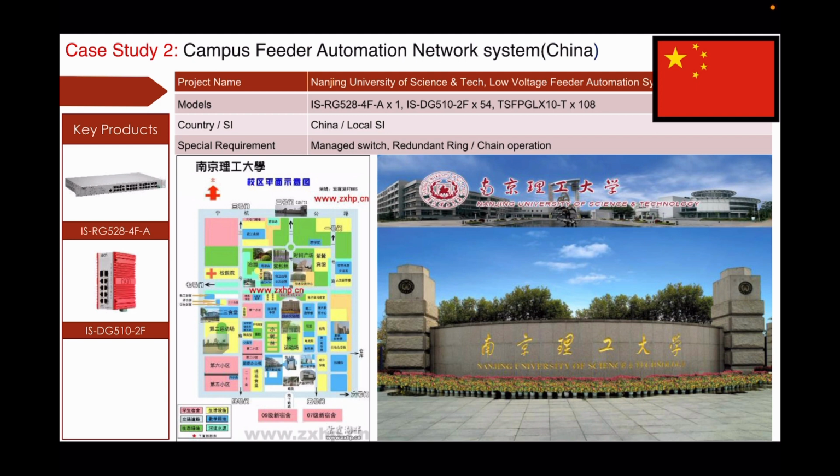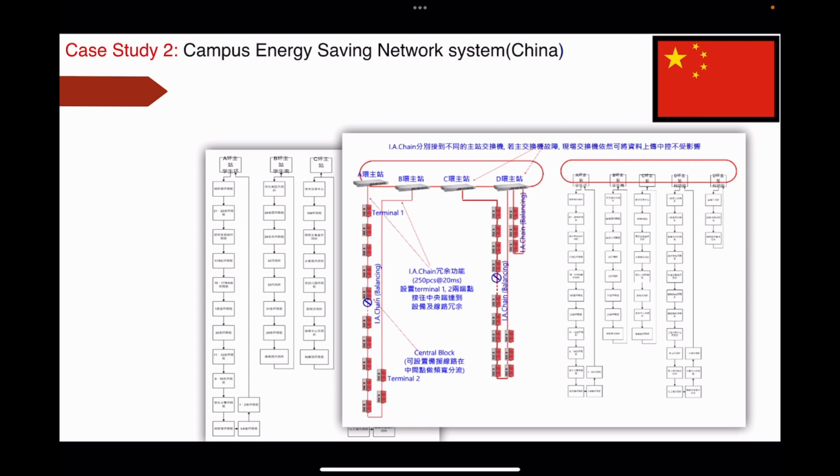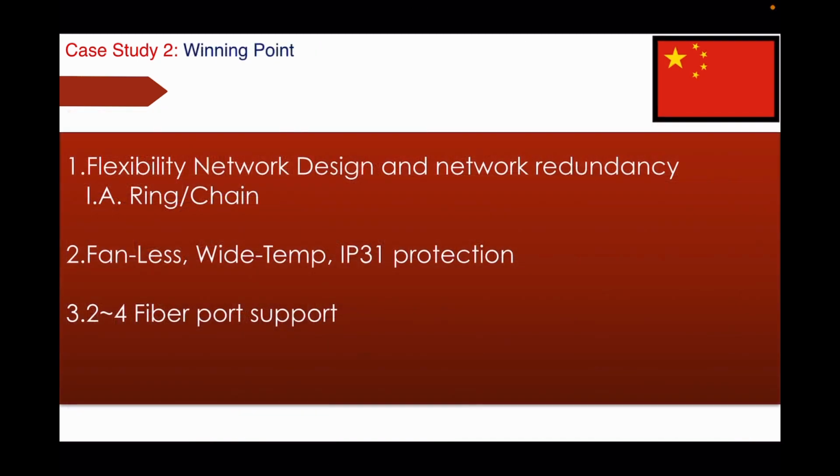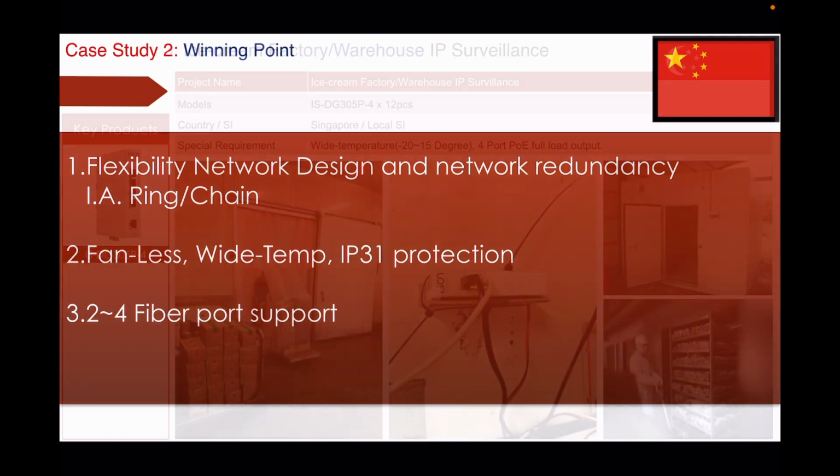Case Study 2, Nanjing University of Science and Tech, Low Voltage Feeder Automation System in China. Special requirements: managed switch, redundant ring chain operation. Key products: RG528 and DG510-2F. Winning points: flexibility in network design and network redundancy, IA ring chain. Fanless design, wide temp, IP31 protection, 2 to 4 fiber ports support.